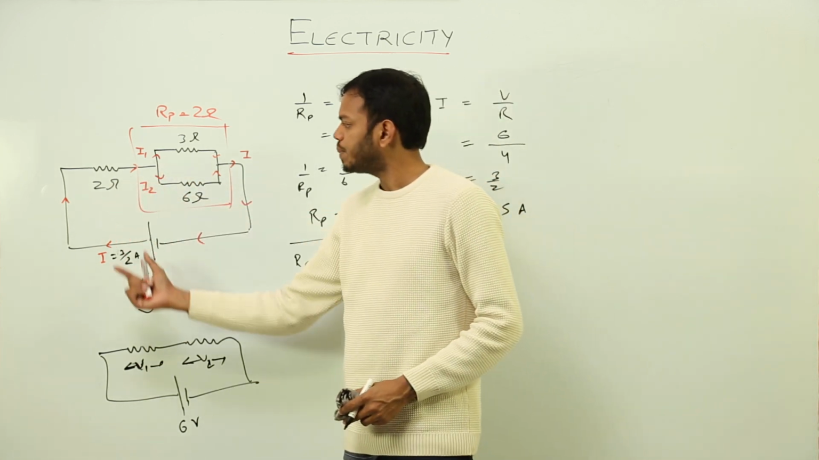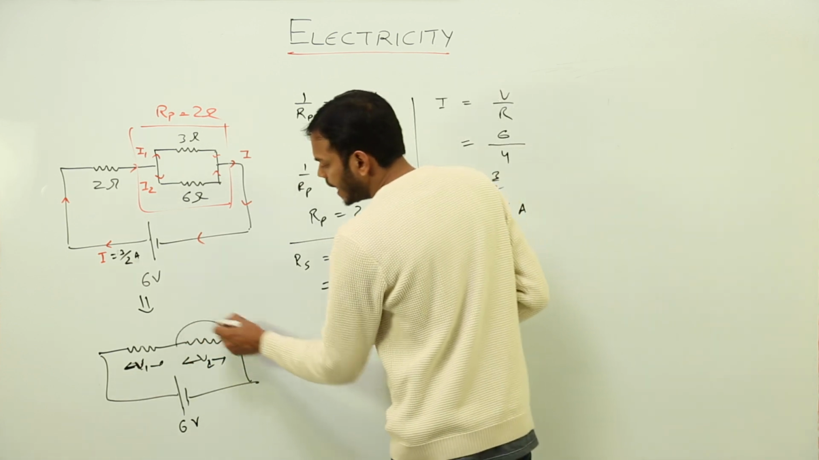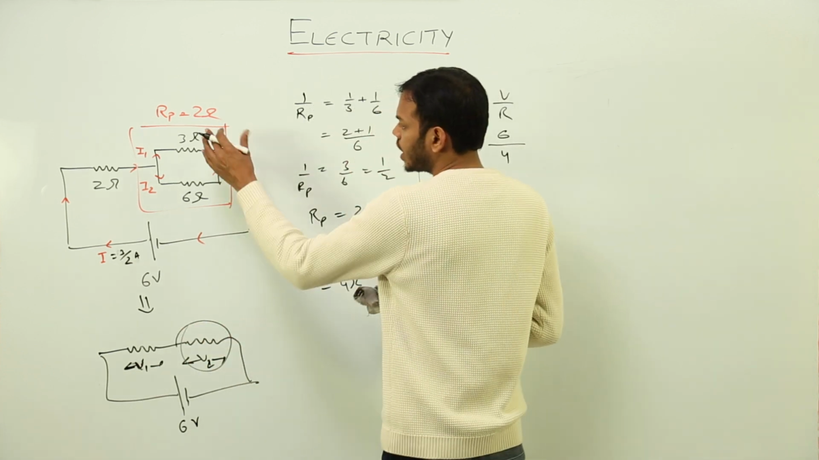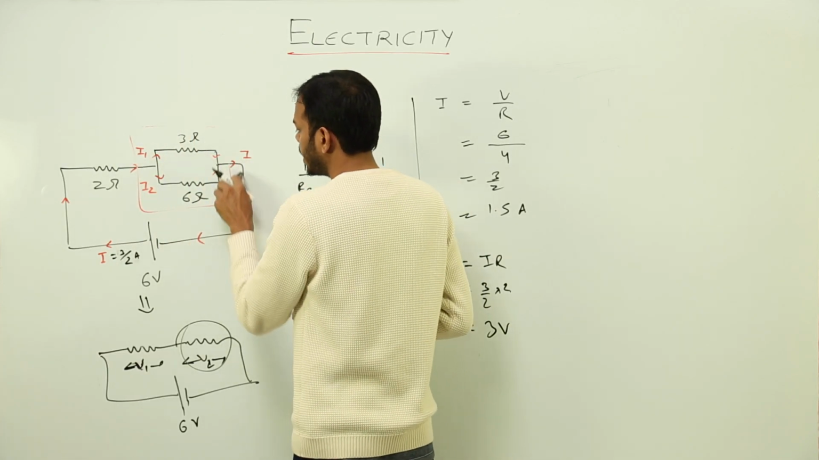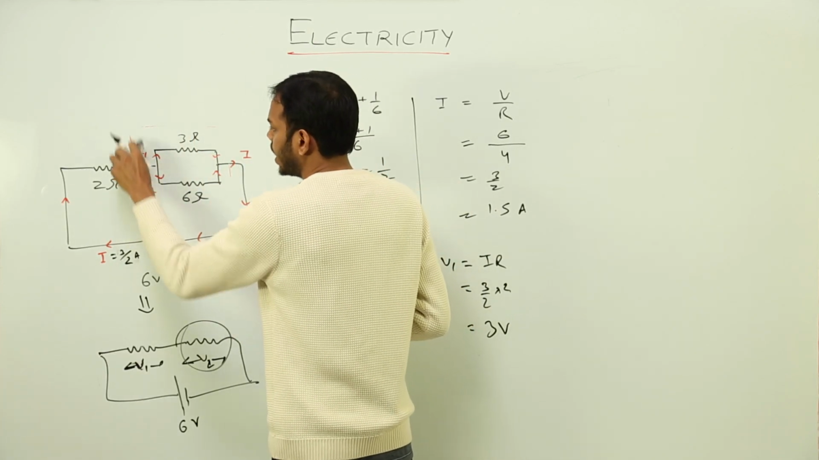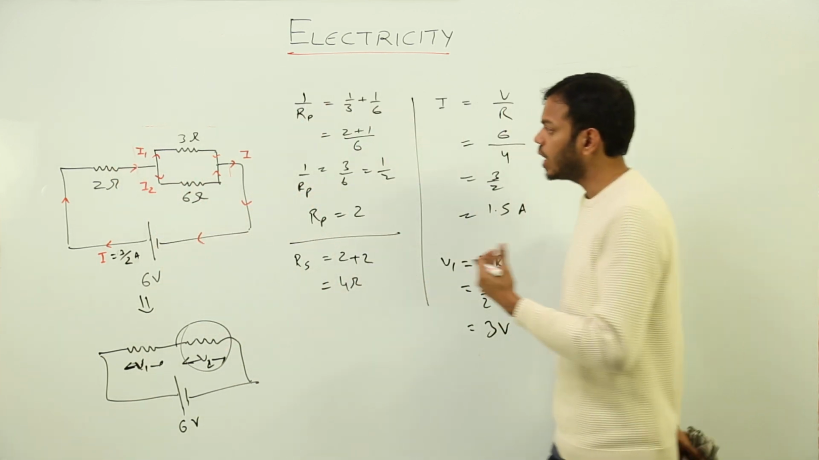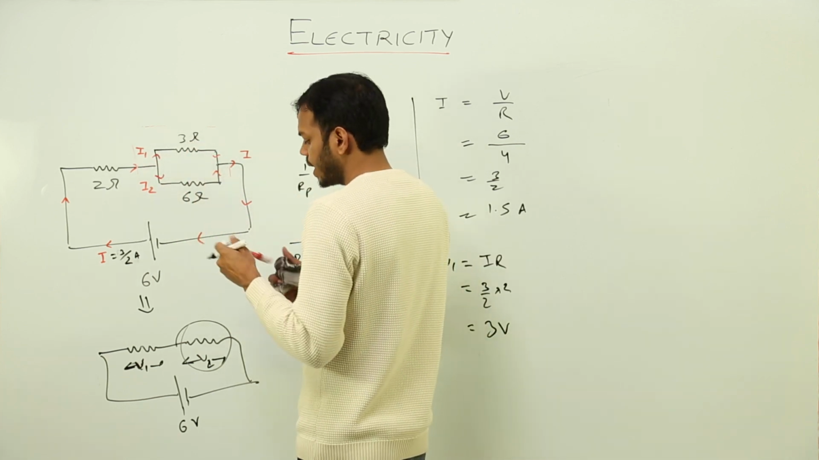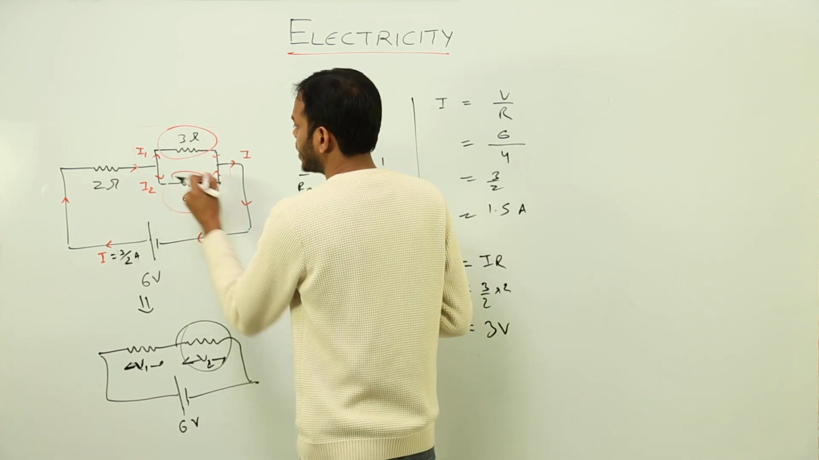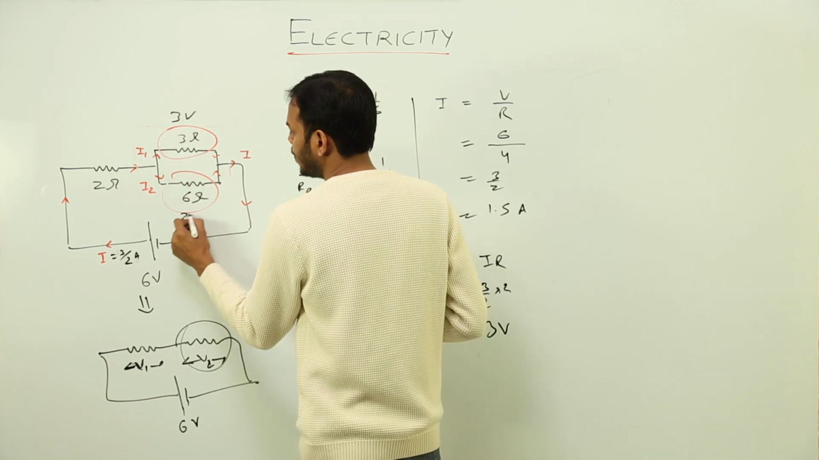3 volt has been utilized by this resistor. That means 3 volt will be utilized by the parallel combination as well. So in the parallel combination, they have actually used 3 volts. In parallel, voltage is always equal. So 3 volts is supplied to both this and this; this has received 3 volts and this has also received 3 volts.